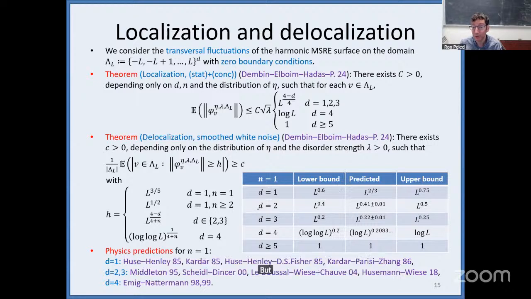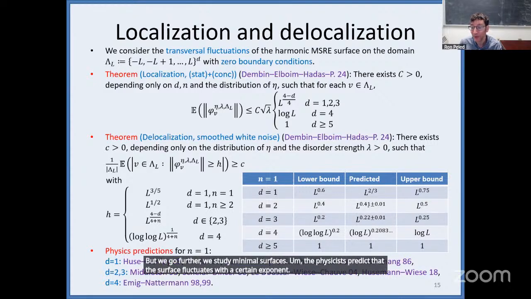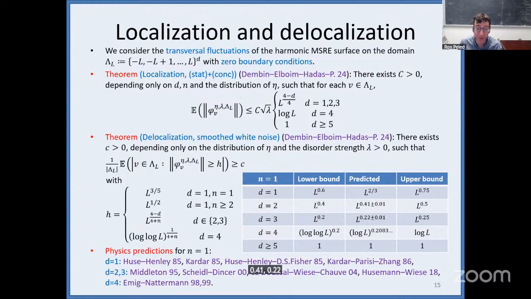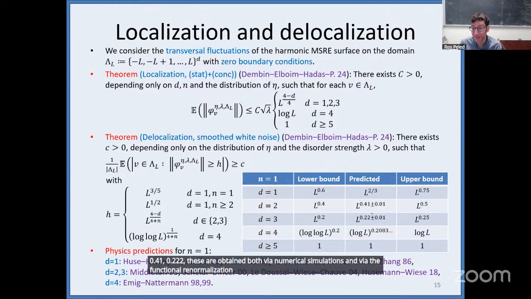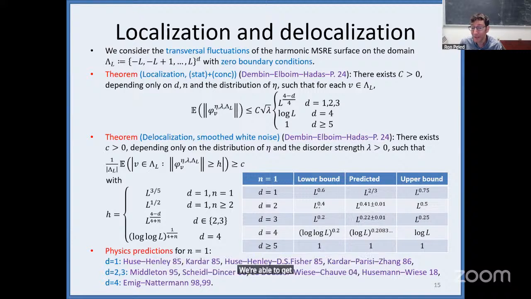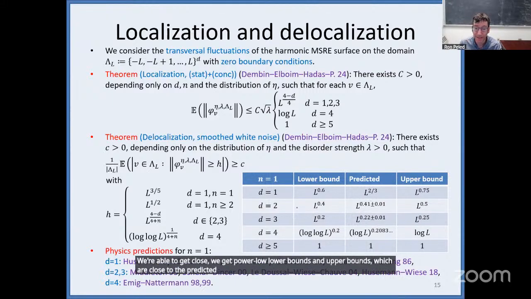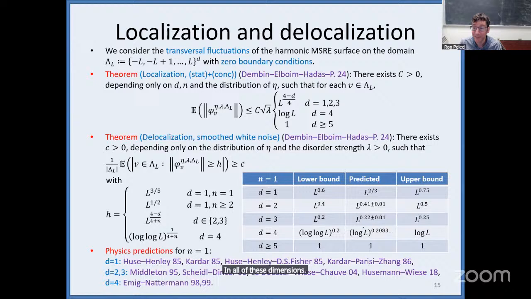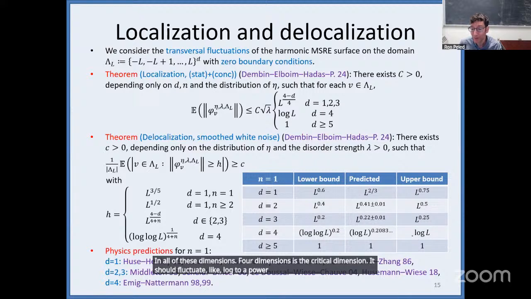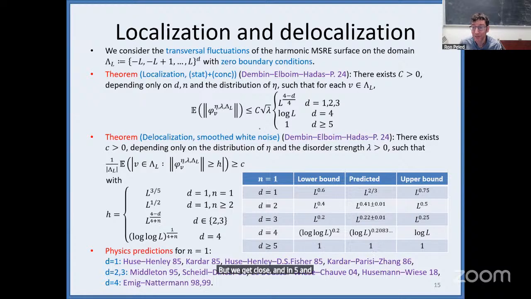But we go further. We study minimal surfaces. The physicists predict that the surface fluctuates with a certain exponent, 0.41, 0.22. These are obtained both via numerical simulations and via the functional renormalization group technique. We're able to get close. We get power law lower bounds and upper bounds, which are close to the predicted value in all of these dimensions. 4 dimensions is the critical dimension. It should fluctuate like log to a power. We do show it fluctuates, but we cannot get exactly a log, but we get close. And in 5 and higher dimensions, such surfaces are localized.